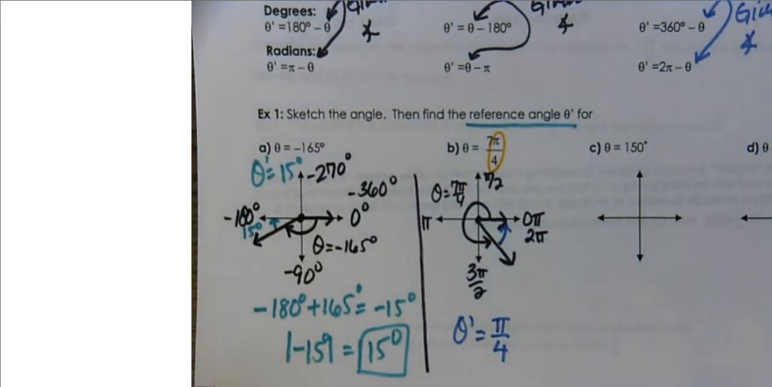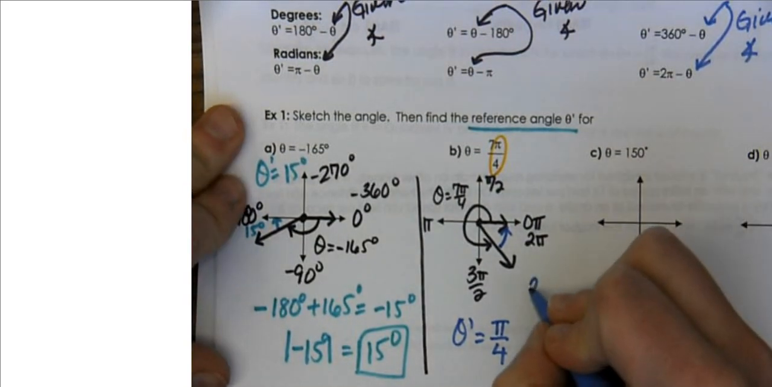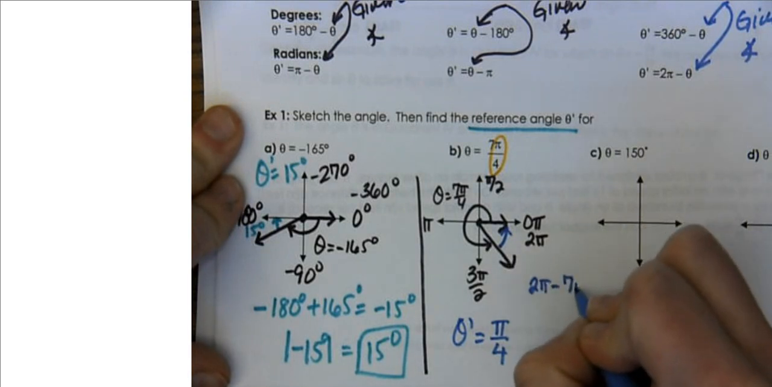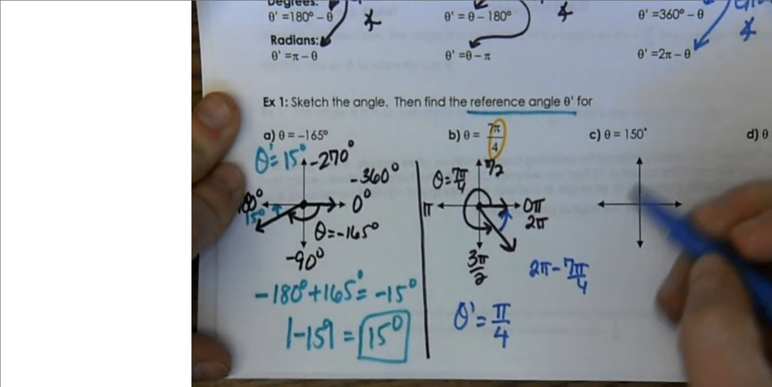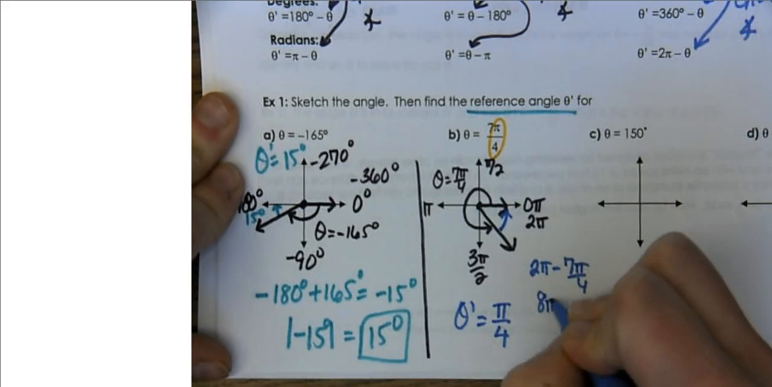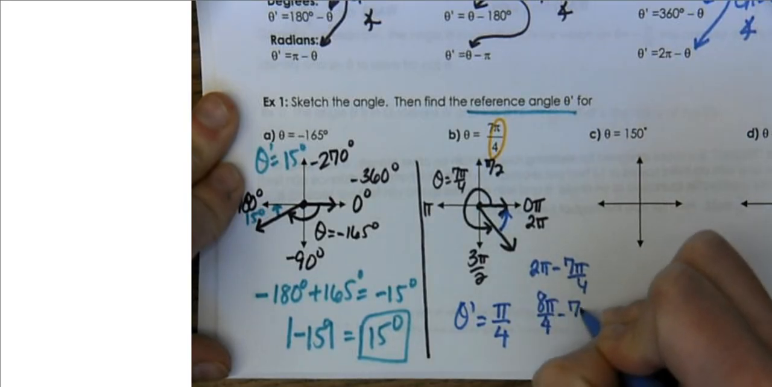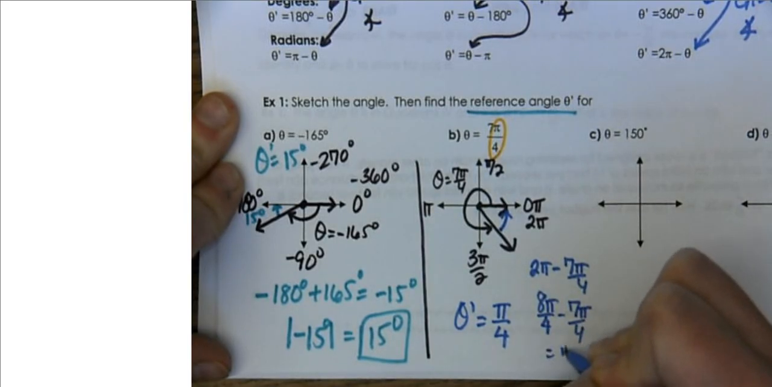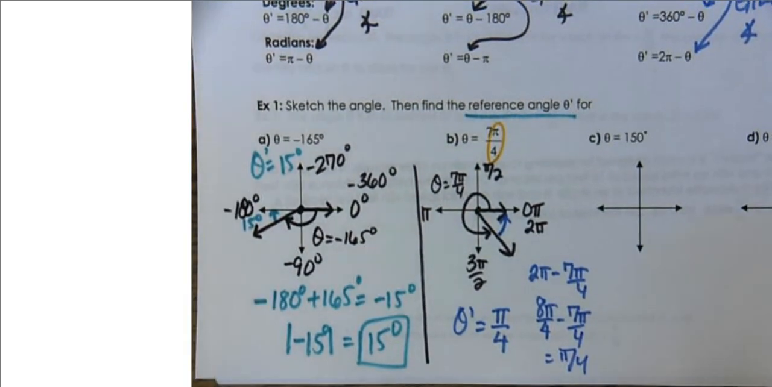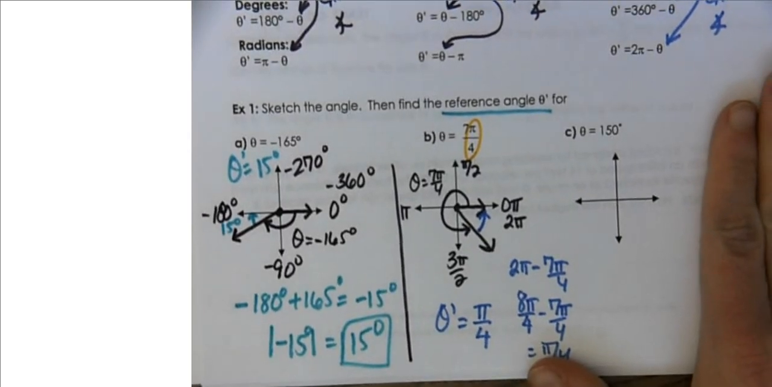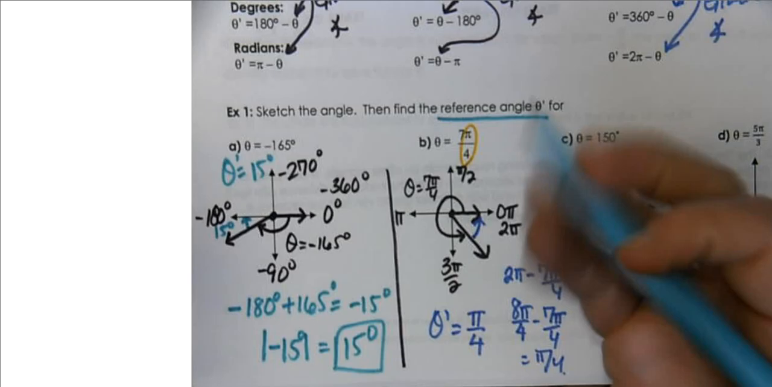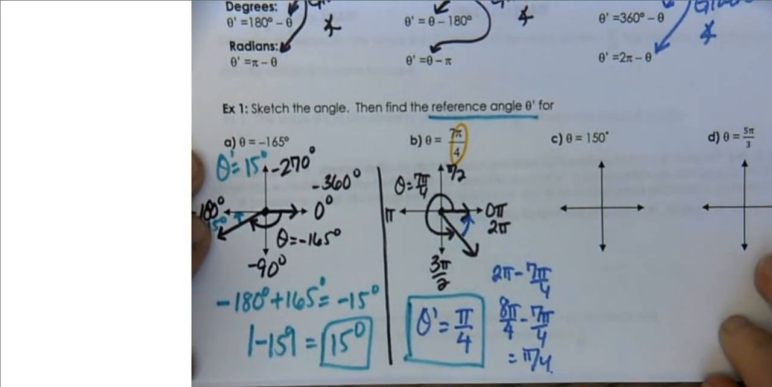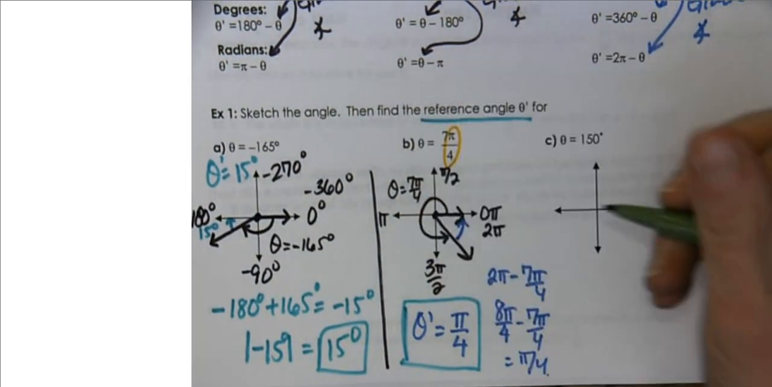But if you want to show work, basically we're taking 2 pi and subtracting 7 pi over 4, which we need to rewrite 2 pi in a convenient way as 8 pi over 4 minus 7 pi over 4, and that gives us pi over 4. You don't have to show me this work, but I do want you to have that awareness of what it is that I am doing. So our reference angle that we are interested in is pi over 4. Let's go ahead and look at letter C.